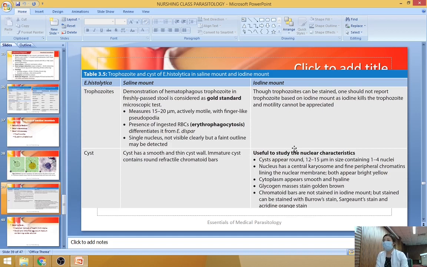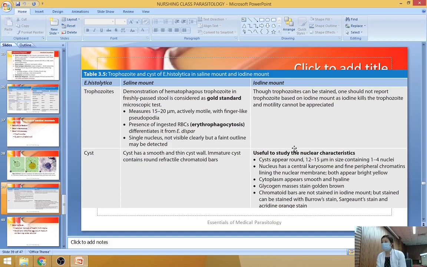In saline mount, what is the trophozoite? That is the adult form. Demonstration of the hematophagous trophozoite in the freshly passed stool is considered the gold standard microscopic test. It measures 15 to 20 micrometers, actively motile with finger-like pseudopodia. Presence of ingested RBCs, erythrophagocytosis, differentiates it from Entamoeba dispar. Single nucleus not visible clearly, but a faint outline may be detected.